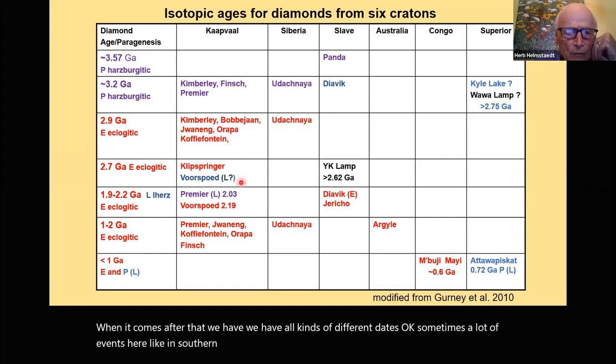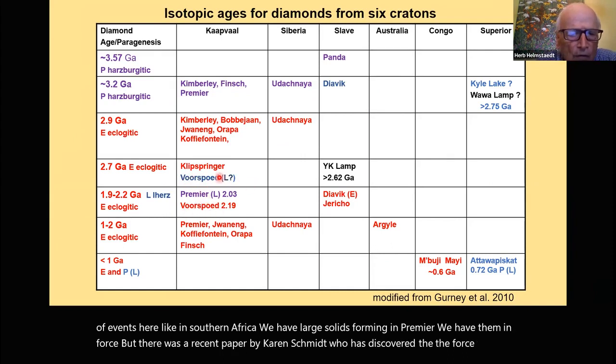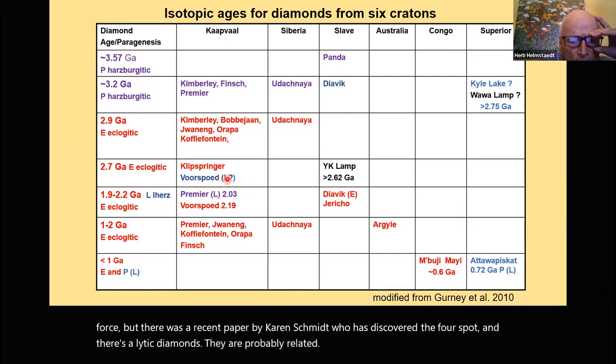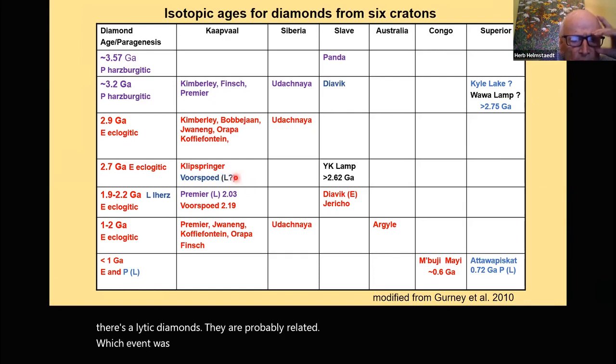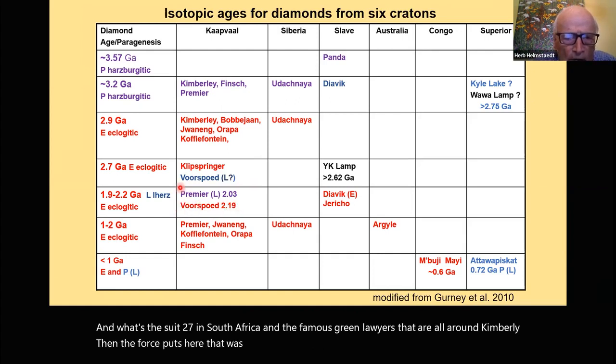We have lamproites forming in Premier. We have them in Fort à la Corne. There was a recent paper by Karen Smith, who has discovered the Fort à la Corne lherzolitic diamonds. They are probably related to, which event was that? Oh yeah, that was the 2.7. And what's the 2.7 in South Africa, the famous green lavas that are all around Kimberley. Then the Fort à la Corne here, that was the Ungava lavas. I will come back to that.